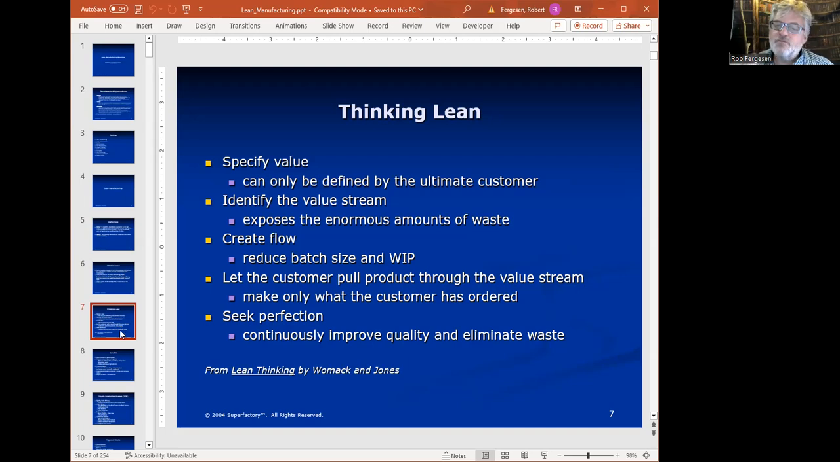And the most important lean thinking concept is you're always improving. You seek perfection. You're never going to get perfect, but you always keep moving in that direction.